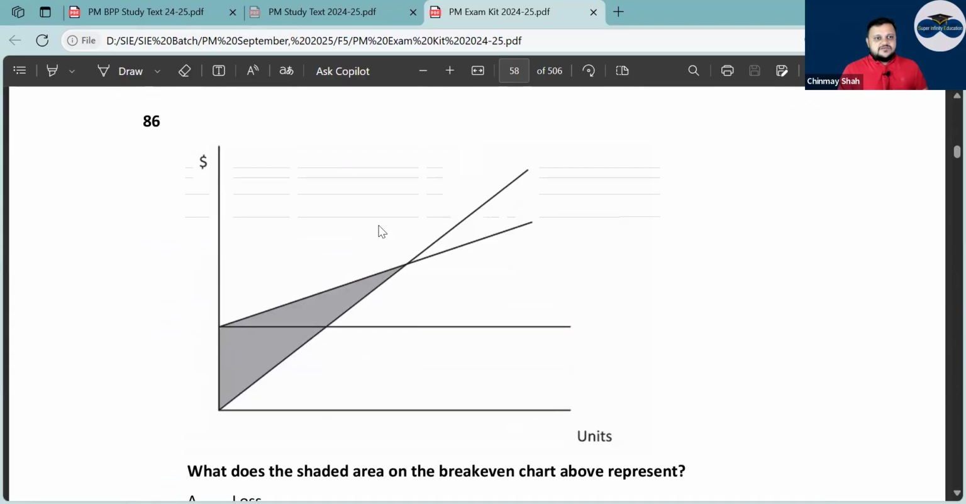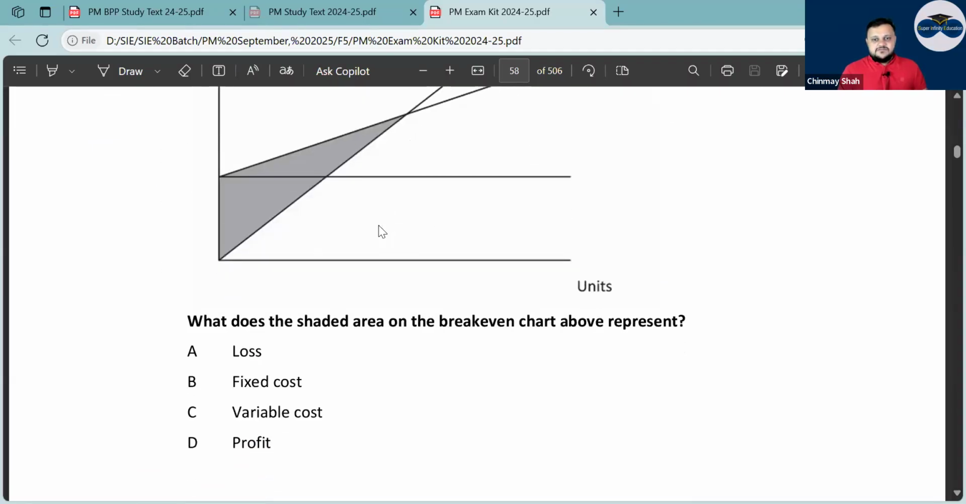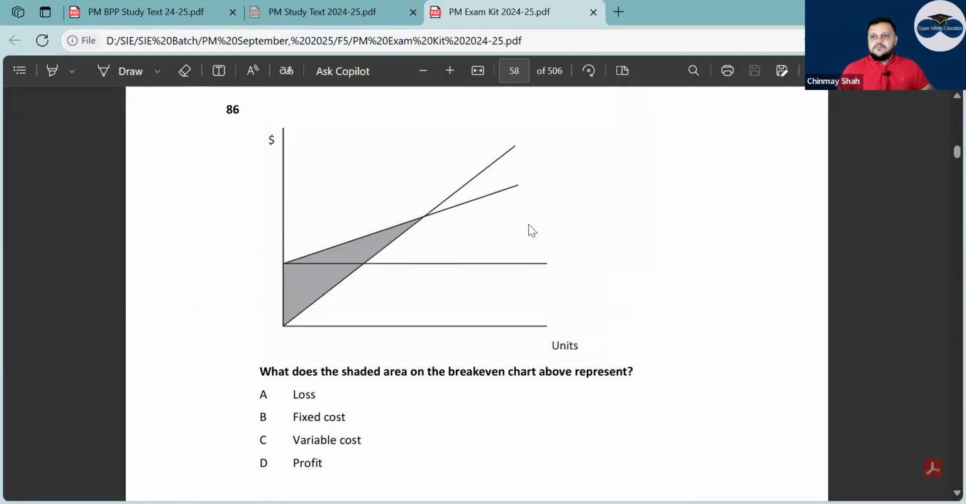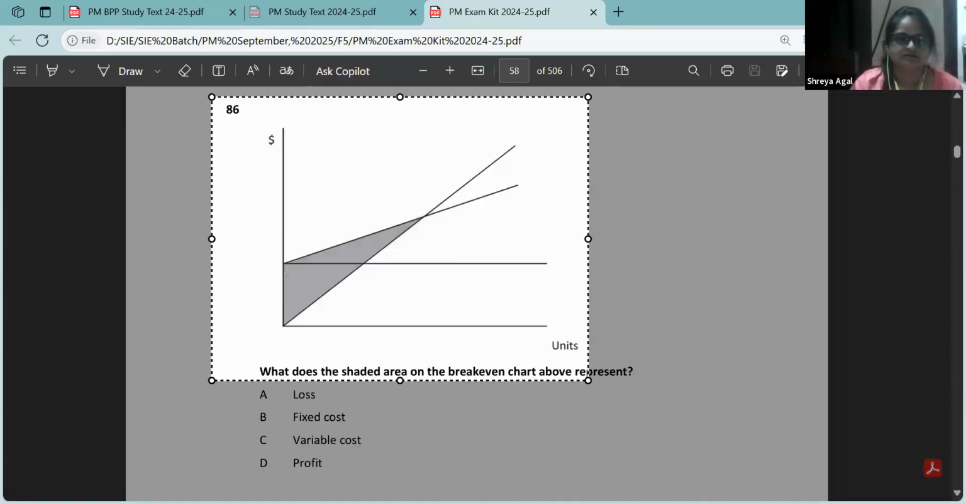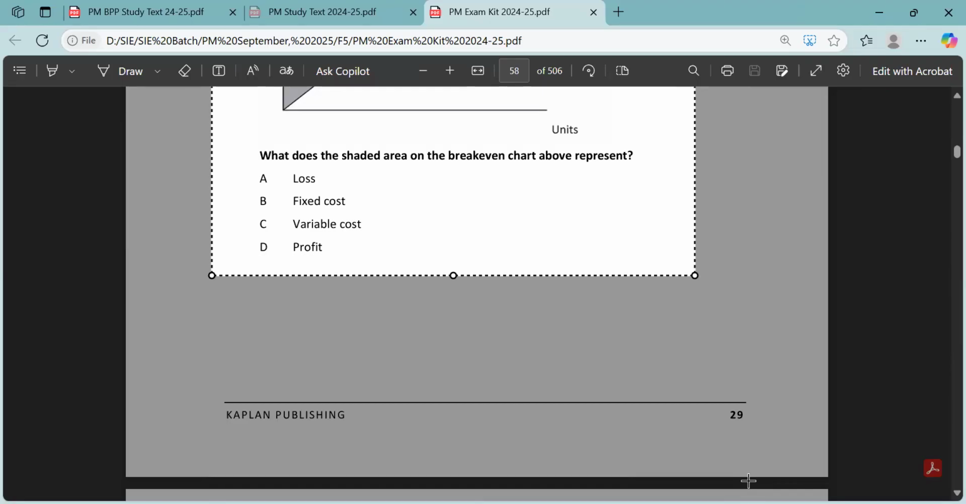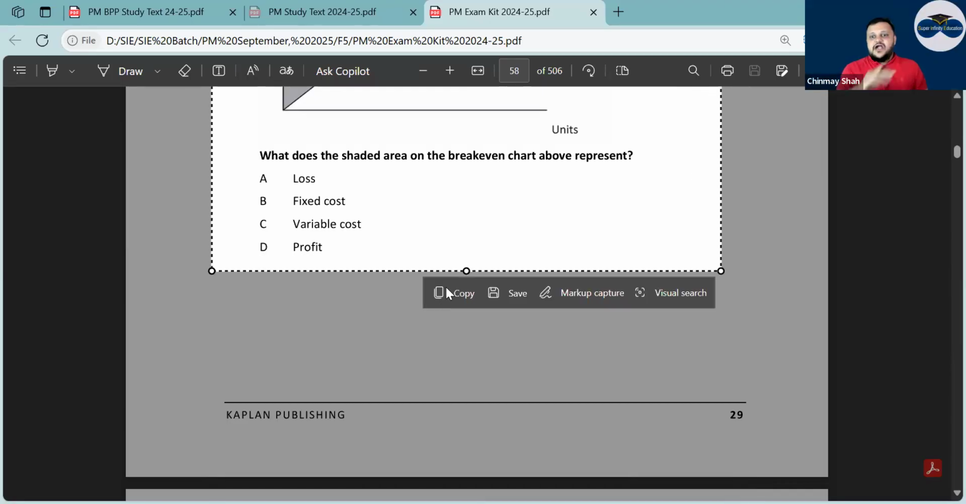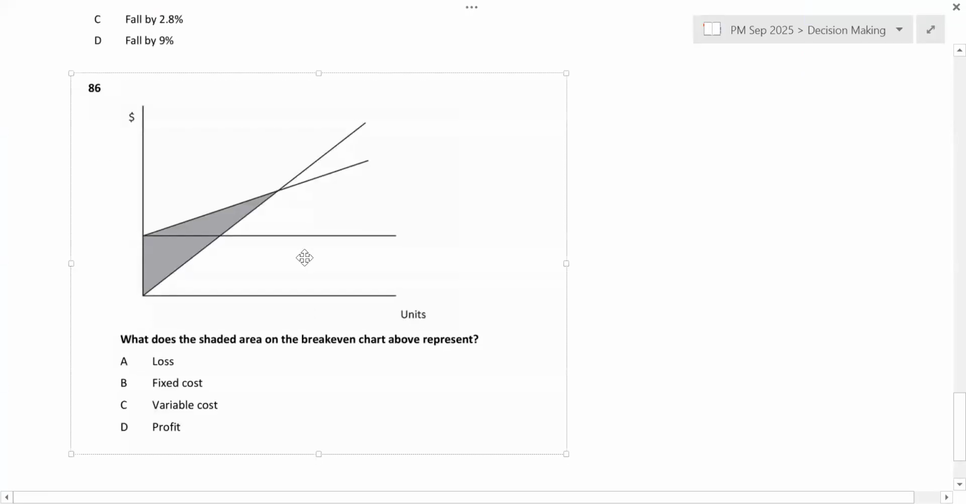आ जाओ जरा. 86 number. What does this area on the chart signify? Loss. Loss area. That means the highlighted area. Highlighted area is what? Loss. ठीक है. Loss, to be the correct answer. What do you say, Akshata? That chart making on that day, did it help you today? Tell me. Yes. Loss. Correct.